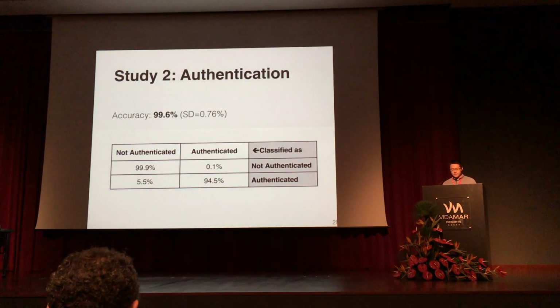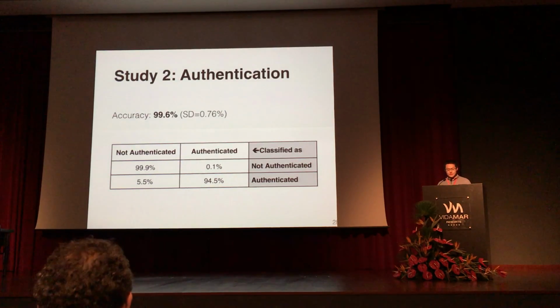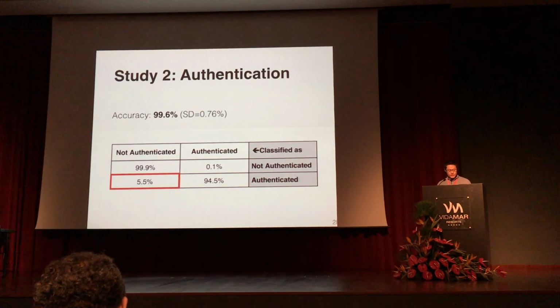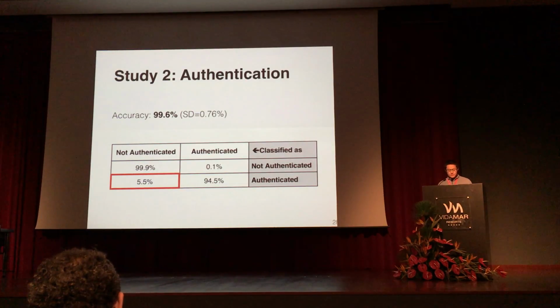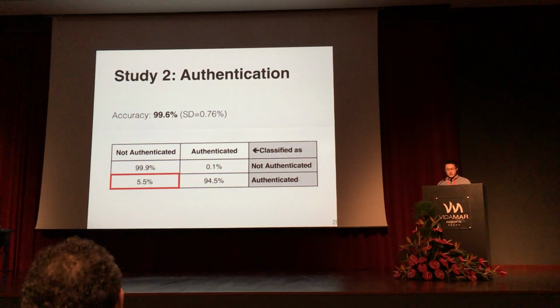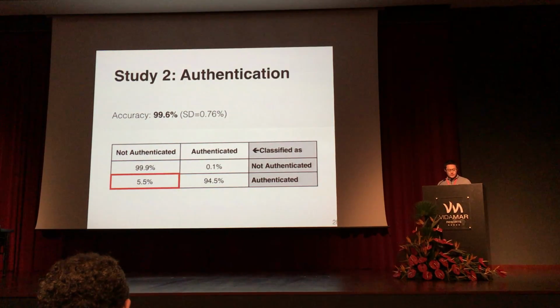Overall, our technique achieved an authentication accuracy of 99.6%. More specifically, looking at the confusion matrix, 5.5% of the time, the system falsely rejected that participant, which would prompt the user to try again in real-world applications. And on the other hand, only 0.1% of the time, an unauthorized user was falsely accepted into the system.